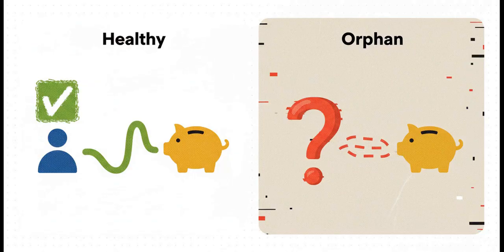So this is the crucial part. On the left, you see a healthy account, right? It's clearly linked to a customer. Perfect. But on the right, that's an orphan. An account exists, it has money in it, but the link to its owner is just gone. For a bank, this is the ultimate data catastrophe. The money is real, but it belongs to no one.